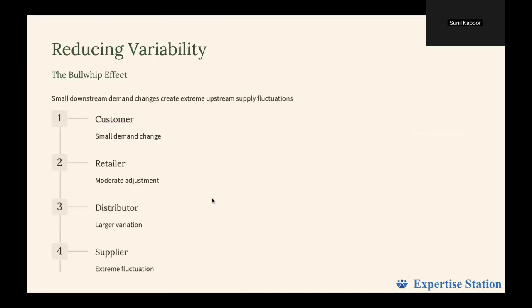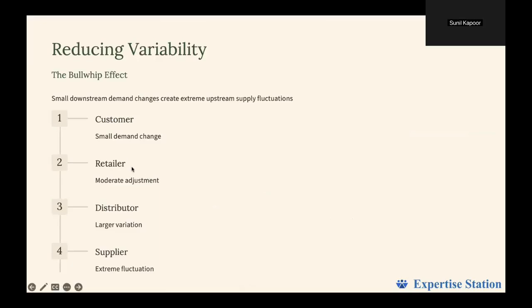And very important is the bullwhip effect. I think you must have heard about it. It creates a lot of trouble in the supply chain because every single party is adding some margin on their demand. So we'll try to understand this with an example.